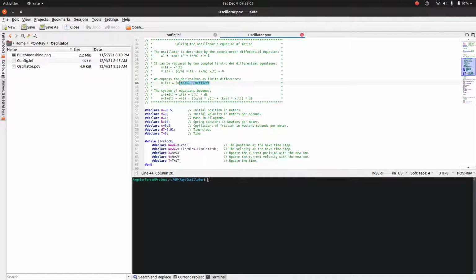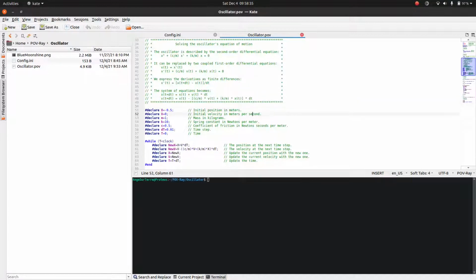Now we can use a similar definition for the first derivative of the velocity, so replace x by v, and we can substitute in this second equation, and we end up with this equation. Okay, so these are the two equations that we can simulate with POV-Ray, and the way of doing this is very easy.